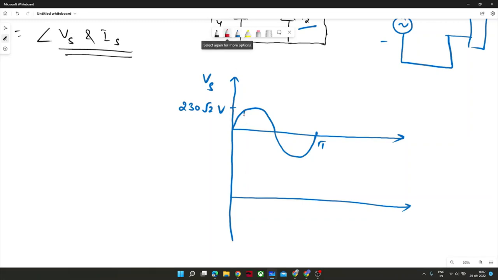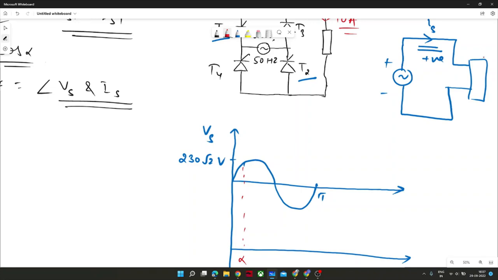Let me identify this alpha. And if this current is positive and this voltage is directly connected to the supply, if we can see here, there is no inductance or capacitance or anything else. So this Vo would be equal to Vs from alpha to whatever point T1 and T2 would conduct. Okay. So it will start conducting from alpha and it will conduct till pi. This was pi, this was 2 pi. At least it will conduct till pi.